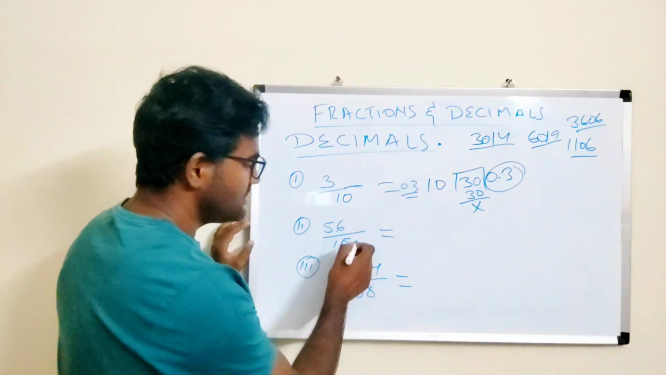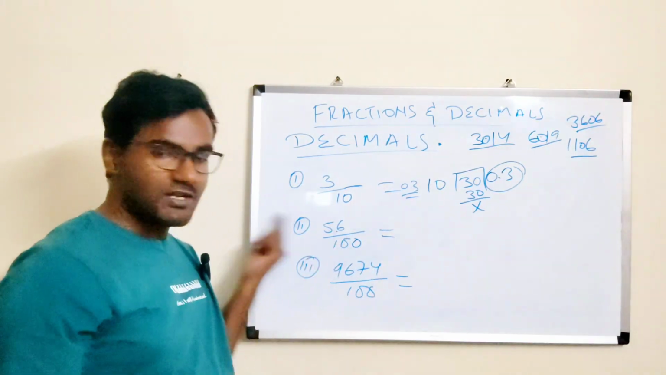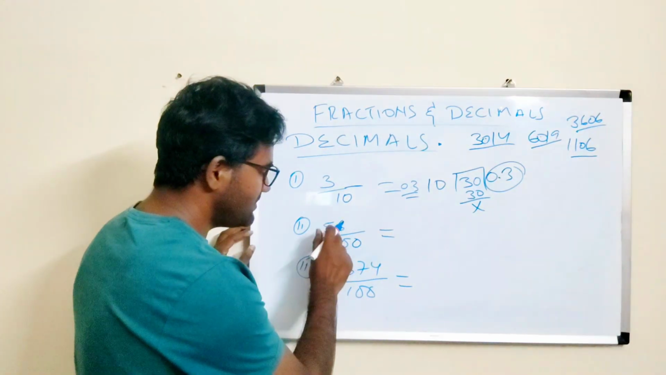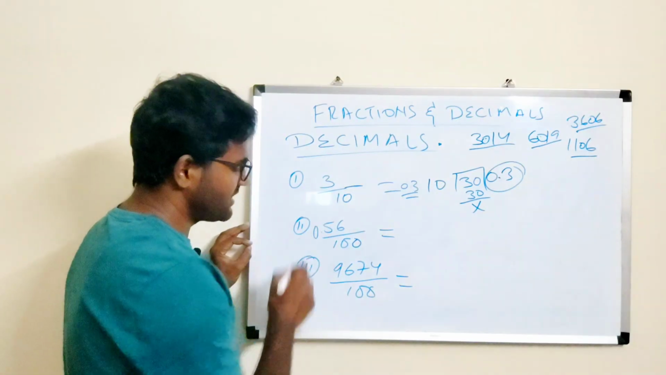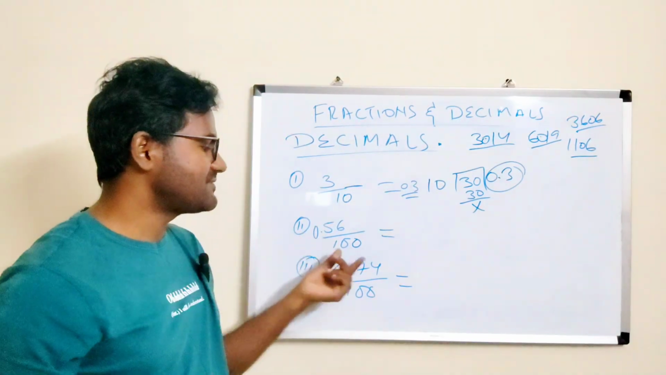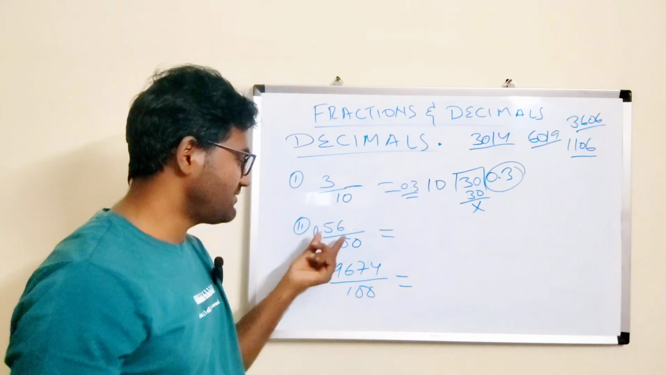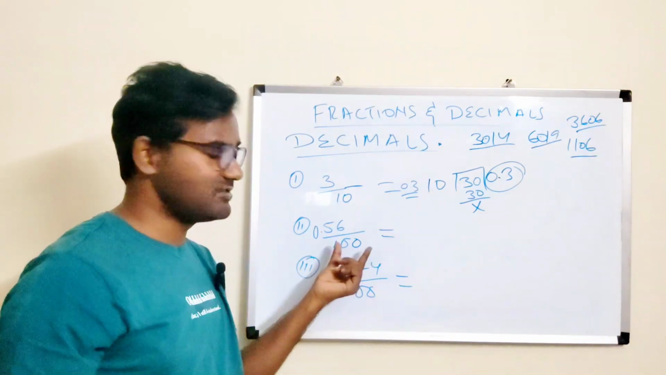If suppose here two zeros are given, then you come two numbers this side, which means the point will be here. So when we put the point here, we put 0 automatically here. That means 0.56. If it is 100, then it will be 0.56. If you divide also, you'll find the same thing only, right?